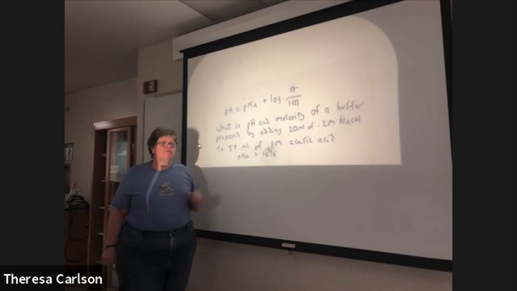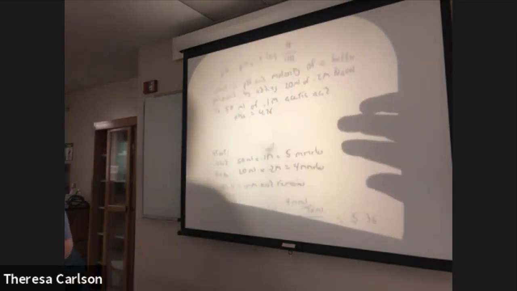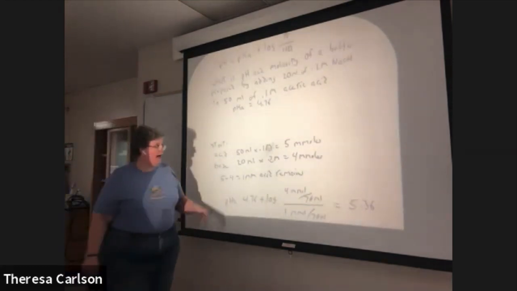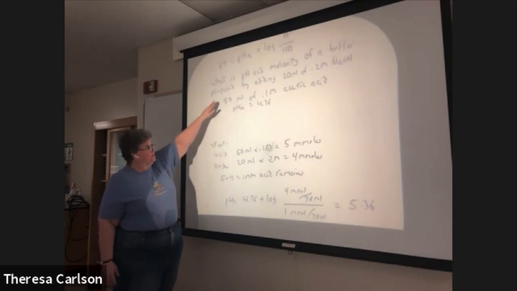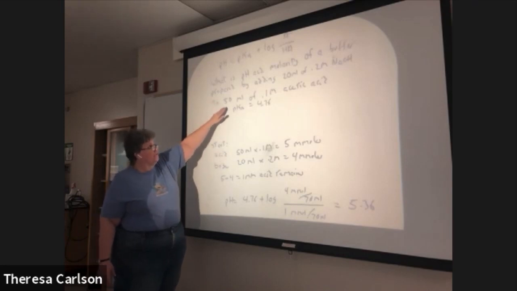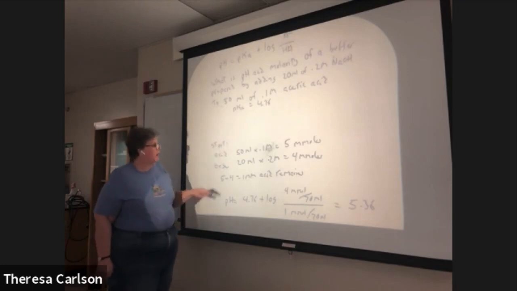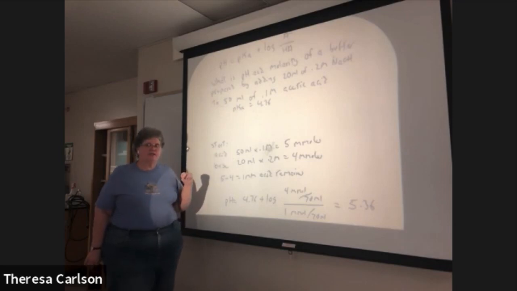So now is the time for you to stop watching the video and try to do this on your own. So to start, at first, you have 50 mLs of the acid form. So it tells you right here that you have 50 mLs of the 0.1 molar acetic acid. So 50 mLs times 0.1 molar, you have 5 millimoles of the acid form.